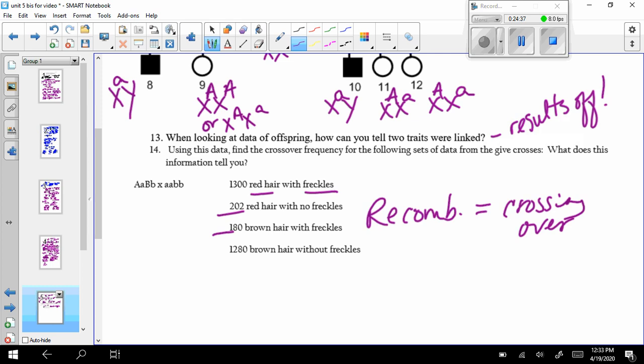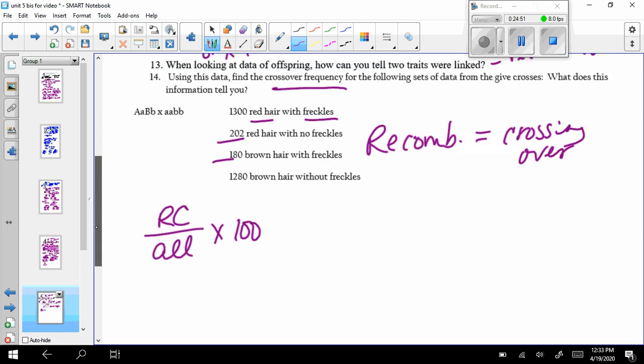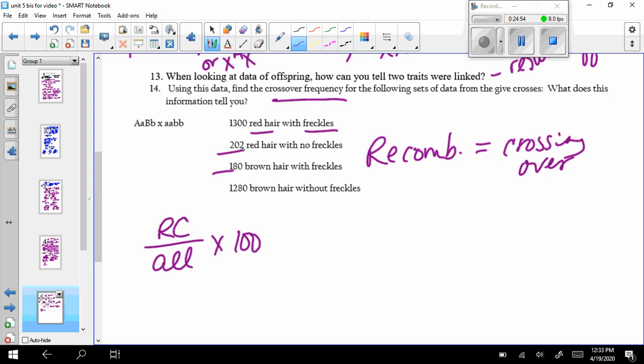And so if I want to figure out the crossover frequency, I'm going to put my recombinants over everybody, because the chances of something is always part over whole, and then I'm going to go times 100 to get a frequency or a percent. So the first thing I do, 202 and 180 is 382 divided by, let me just grab a calculator here. So 1300 plus 382 plus 1280 is 2962, and then times 100. So I do the math.